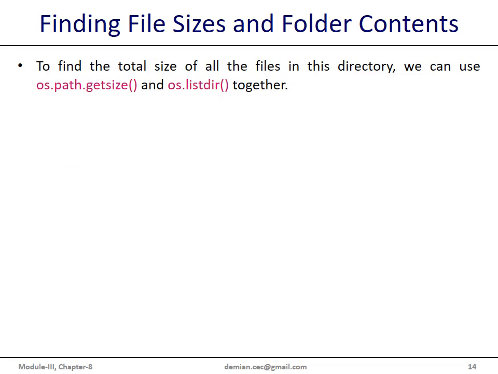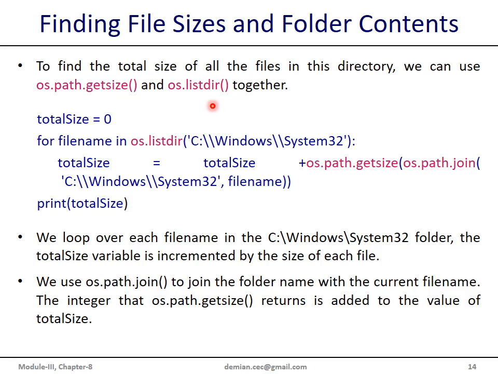To find the total size of all the files present in a given directory, we can use the methods getsize and listdir together. Let us take up the example. Assume that we want to find the total size of the folder System32. That means the size of all files and subfolders present in the folder System32.